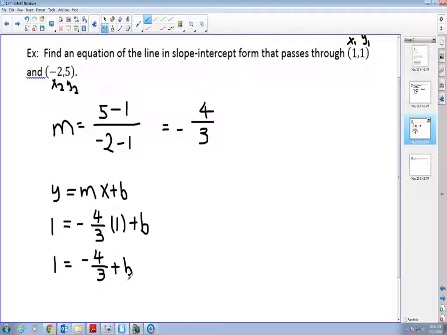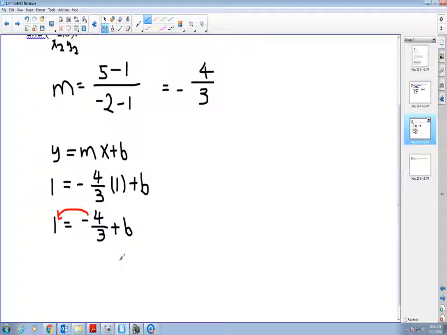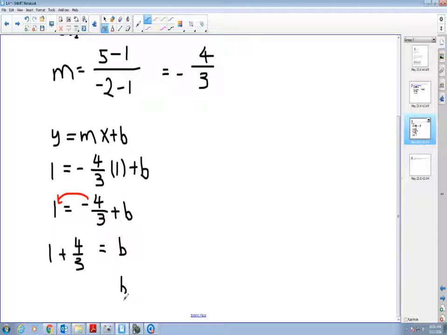Alright, to get positive b by itself, I have to move my -4/3 to the other side. So b equals 1, -4/3 comes over to the left side and becomes +4/3. And 1 plus 4/3 will be 7 over 3. So b equals 7 over 3. Alright, so I've got my b and I've got my slope. So my equation of the line is y equals m, negative 4/3, x plus b. b is positive 7/3.